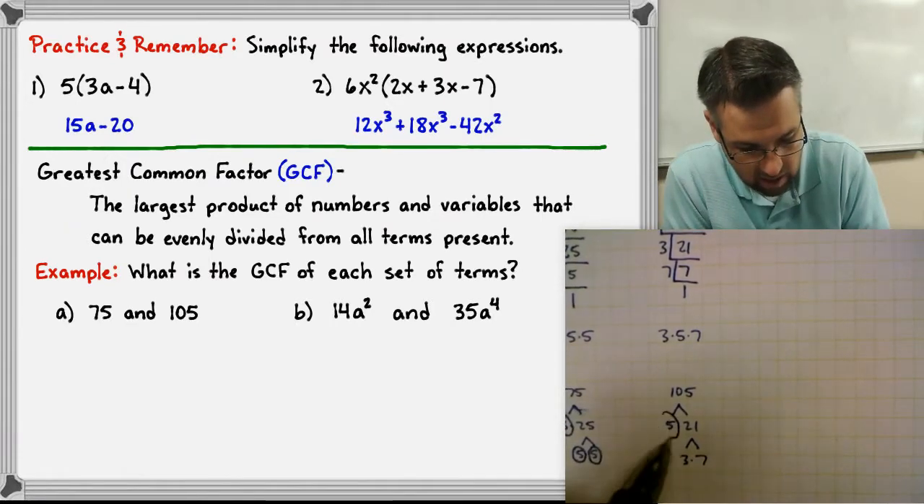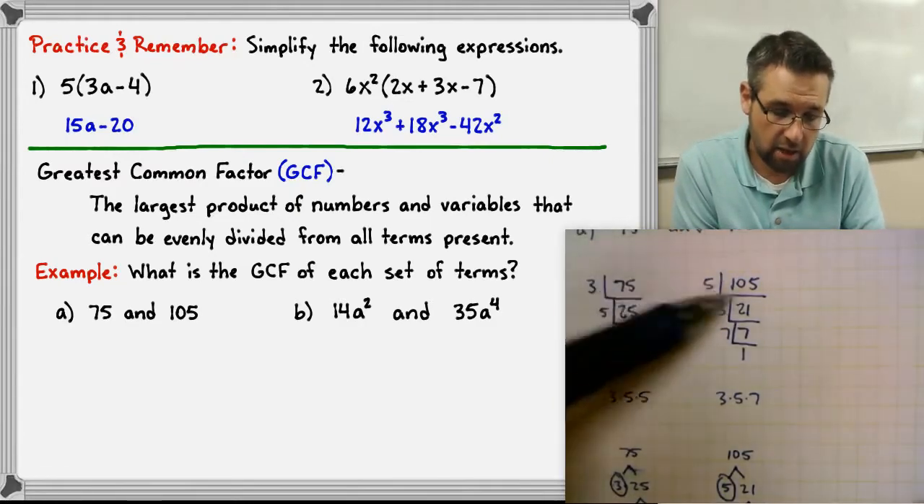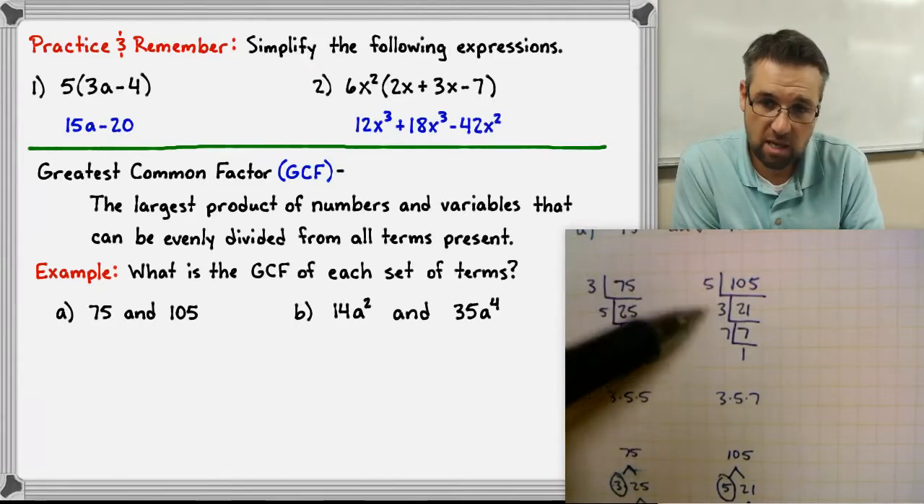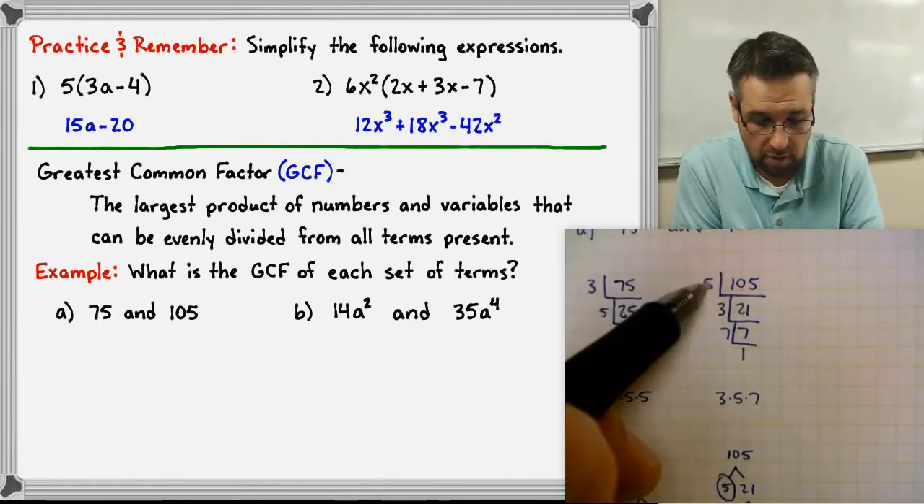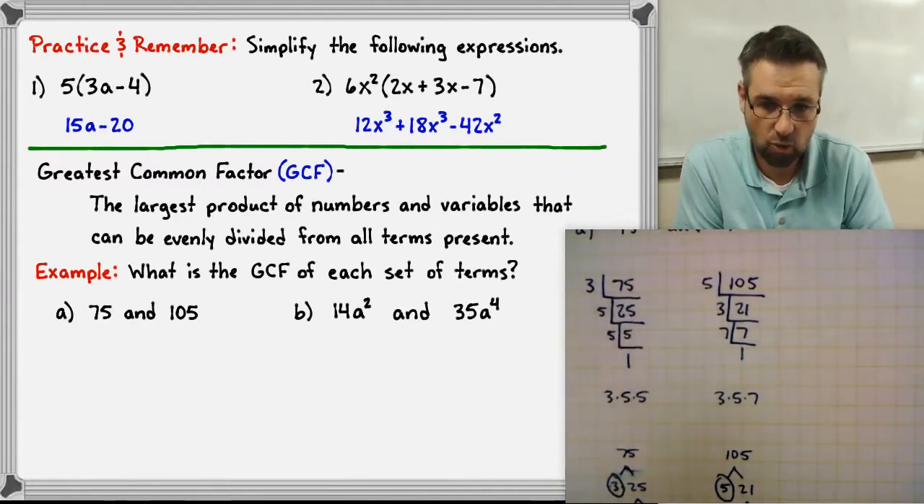And so you can see that I've got the same three factors here. Now, if you recognized that 105 is divisible by 3 before anything else, you could have put a 3 here and then you would have got a different number there. And that's okay as long as you're dividing correctly, okay?